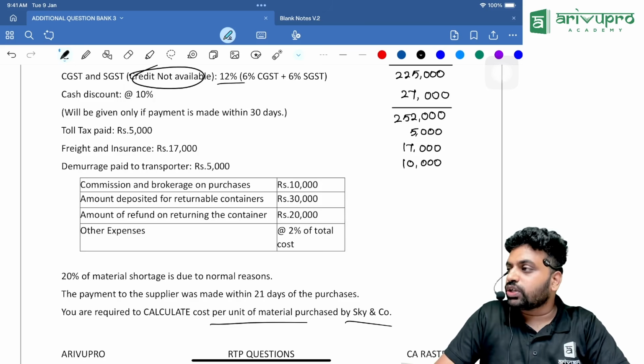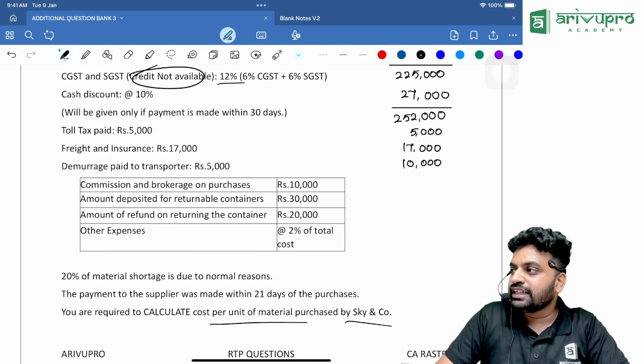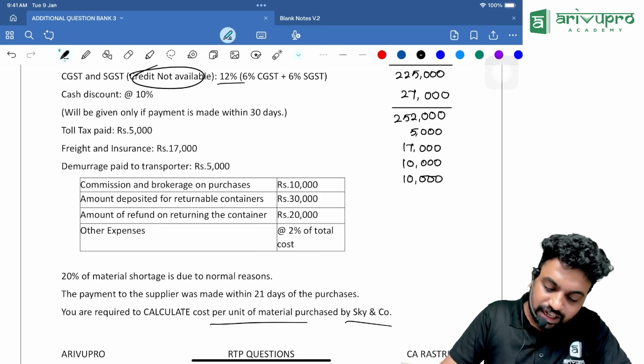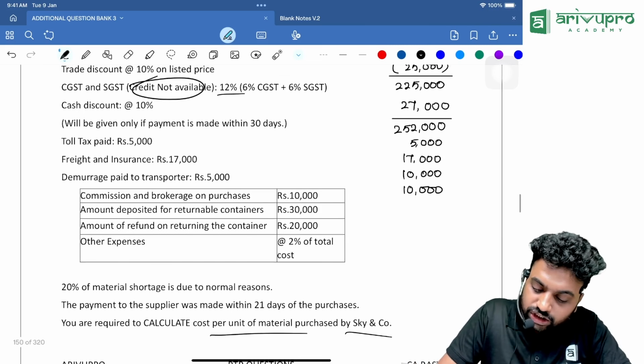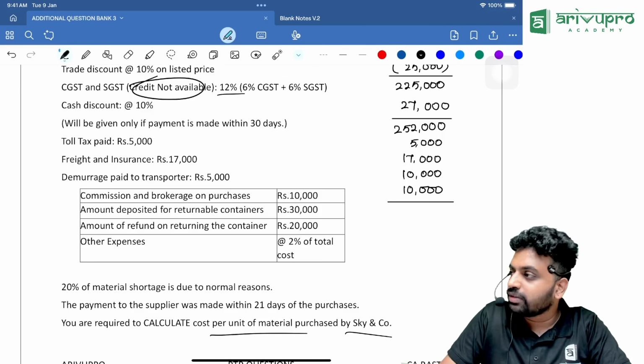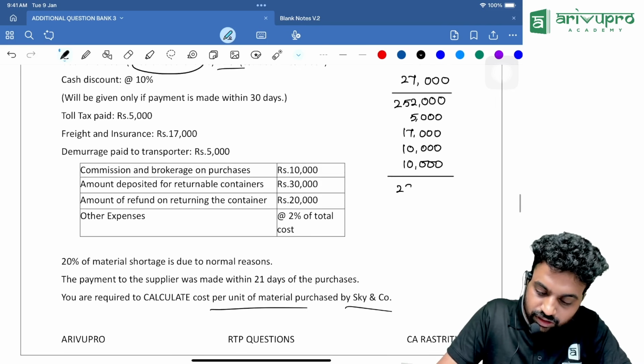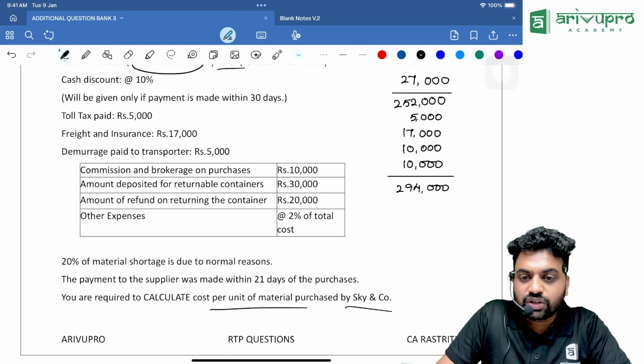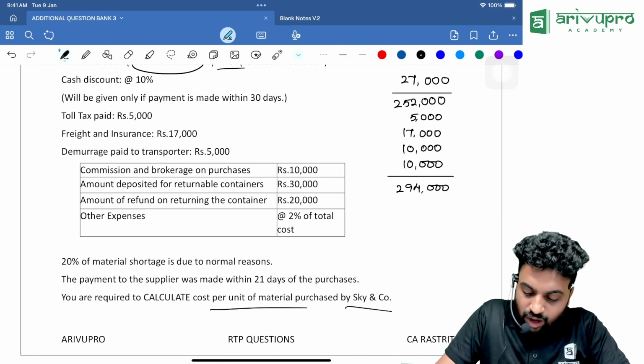Commission on purchase. Add it. Amount deposited to returnable container is 30,000. Refund is 20,000. Take 10,000. Other expense is 2% of total cost. Now find out how much is total cost. How much is it coming? 2,94,000. So 2% on this will be 5,880.